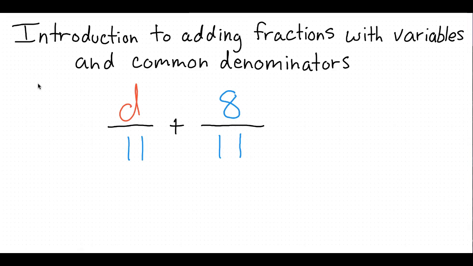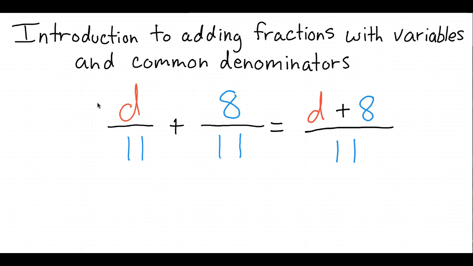That is an important question. And in the end, we really can't add d and 8 together, because we do not know what number d represents. Well, then how are we going to solve this problem? Just like if we were adding variables and numbers together without any fractions, you can't go any further in the problem without knowing the value of the variable. So we just write the problem as d plus 8 over 11.